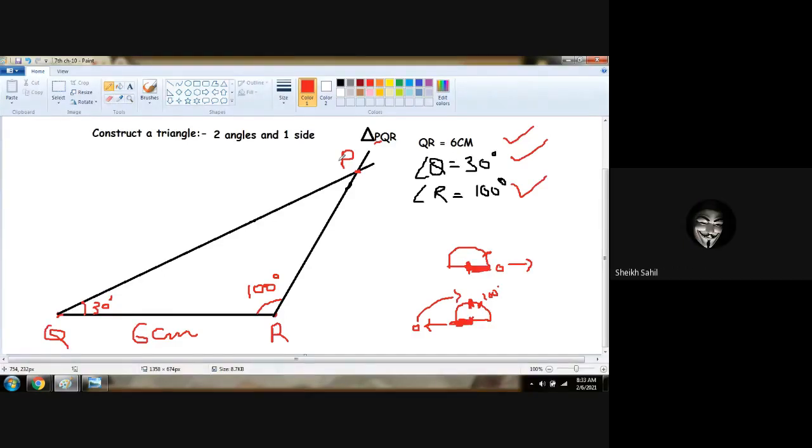So how many topics we covered? We covered parallel lines, how to construct parallel lines. Second thing was constructing a triangle with three different sides. Then third one was constructing a triangle with two sides and one angle. And fourth topic what we studied is constructing a triangle with two angles and one side. This one. Anybody has any doubt here? No.